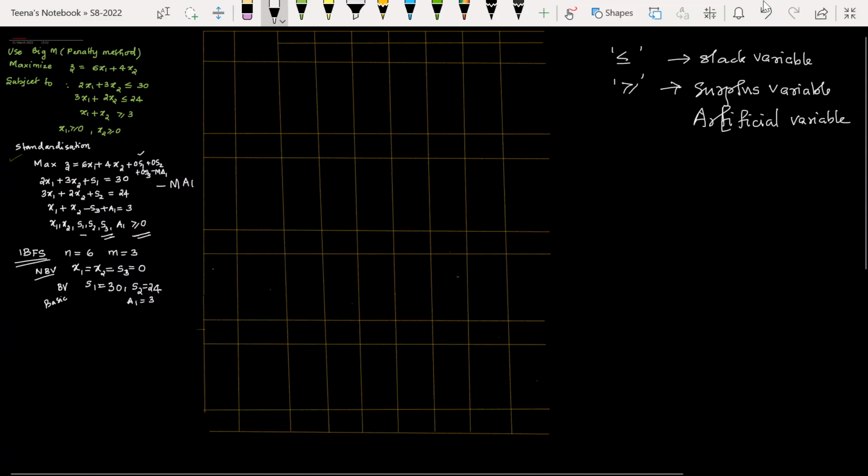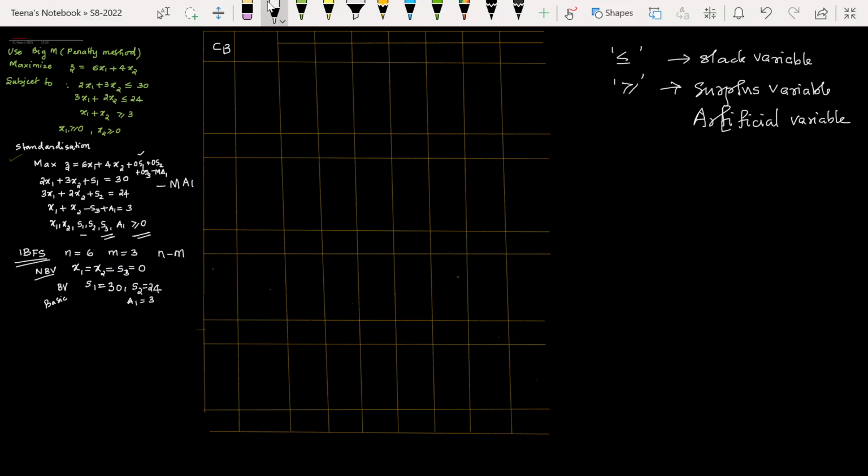Now the initial basic feasible solution. Here there are 6 variables and only 3 constraints or 3 equations. Hence we set n minus m unknowns equal to 0. This is how we get the basic solution. n minus m is equal to 3, so we have to set 3 variables equal to 0. So x1, x2 and s3 are set equal to 0. The variables that are already in the problem and the surplus variable are set equal to 0, and these variables we call non-basic variables. Then once we have x1, x2 equal to 0, s1 is equal to 30, s2 equal to 24 and a1 equal to 3. So we have the initial basic feasible solution.